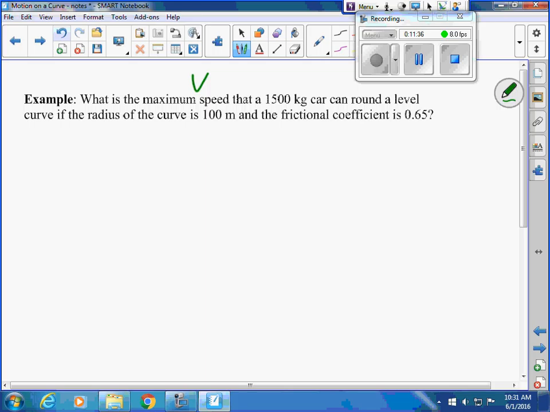Okay, so the key word here for you is level curve because we're going to do bank curves right away and the steps are different. So when it's a level curve, that means that the frictional force is providing the centripetal force.